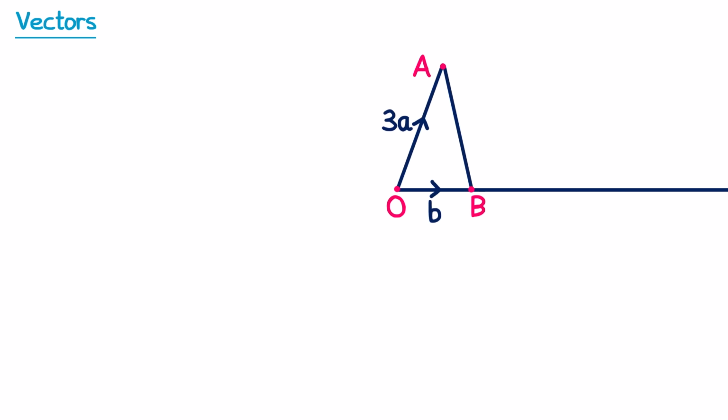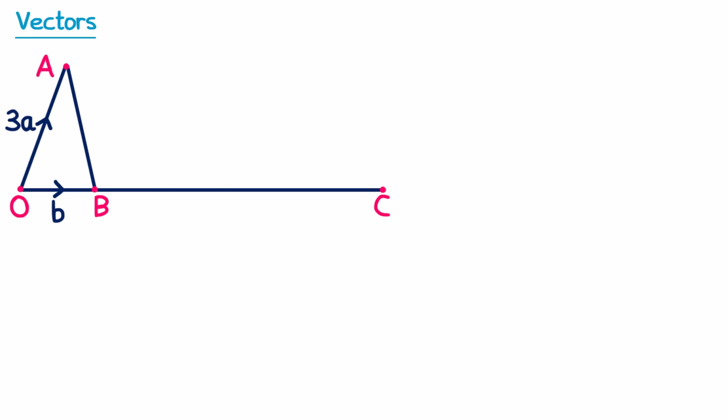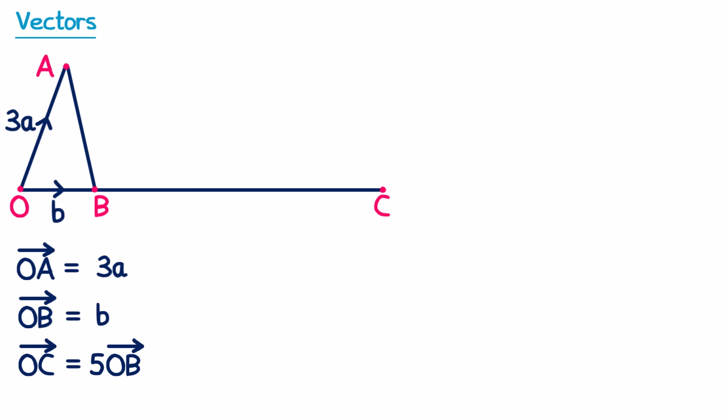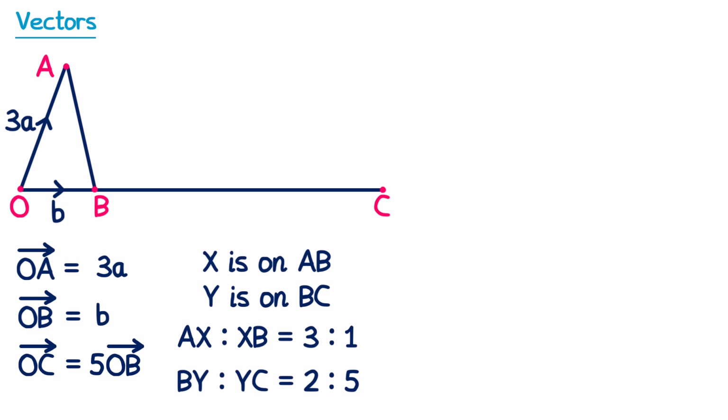Now that we've looked at midpoints, we're going to extend this and look at questions with ratios. So let's take this diagram here. The basic information is given to us, OA is 3a and OB is b. You can see those on the diagram. But we're going to add even more information. We're going to say that OC is 5 lots of OB, and there's a point X which is on the line AB, there's a point Y that's on the line BC, and then these two ratios are true. AX to XB is 3 to 1, and BY to YC is 2 to 5.